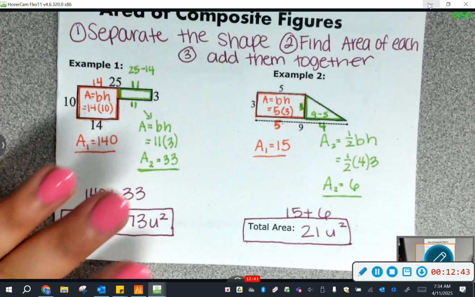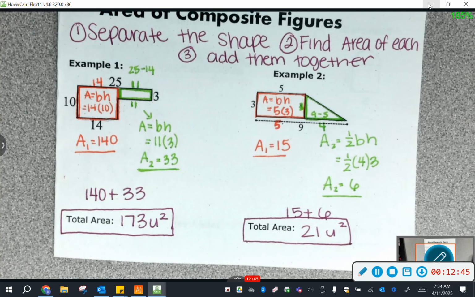Are y'all feeling good about this? Like, does this seem like pretty easy? It's basically what we've been doing. You just have one extra step. What do you got to do? Add them together. Is it always going to be this easy?